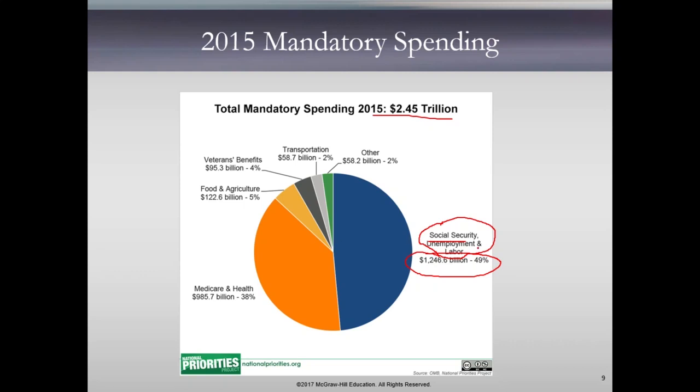So there's Social Security, about half of mandatory spending. Medicare and health spending is about 38%. Those two together are really the bulk of this mandatory spending. There is mandatory spending on food and agriculture. Farmers in the United States get a lot of federal government support through price floors that are enforced by the government in order to protect those industries. There are veterans benefits, which are considered mandatory, and then there's some other miscellaneous stuff here too. Okay, so that is your mandatory spending.